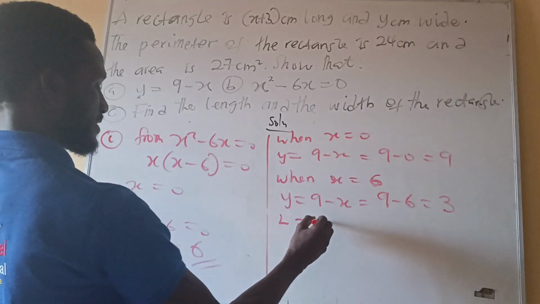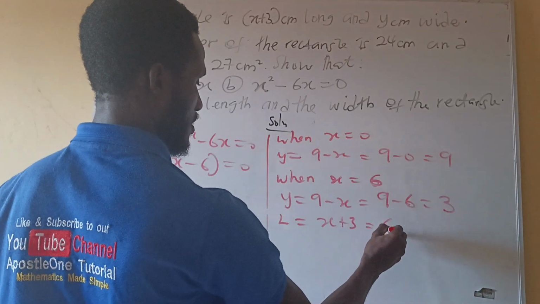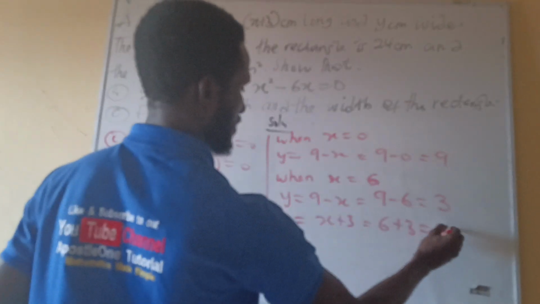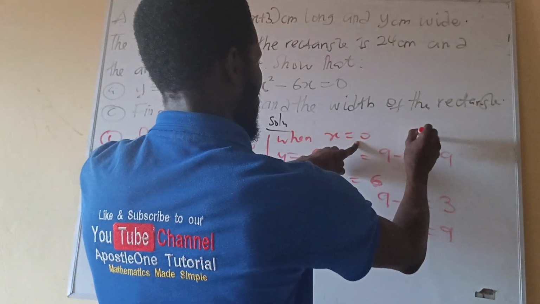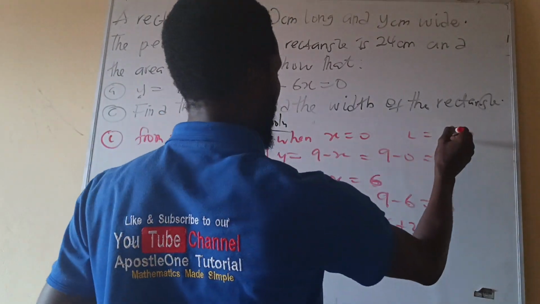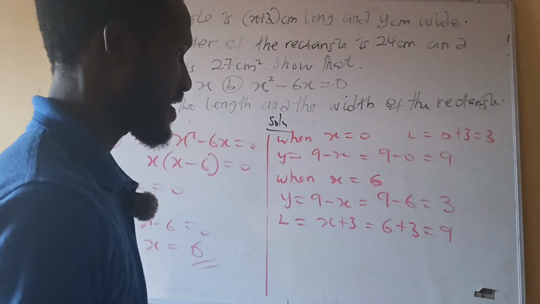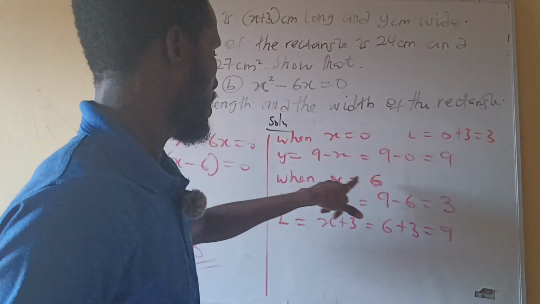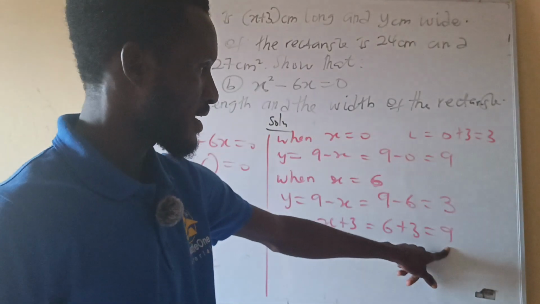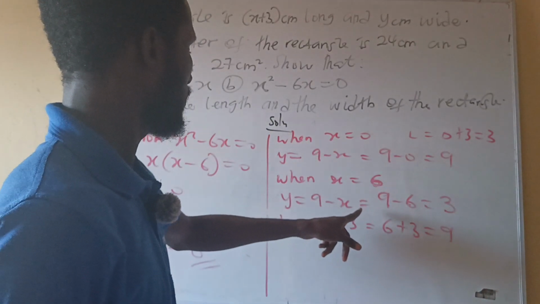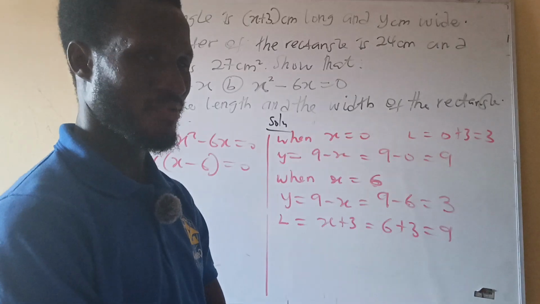Now, what is the length? The length is x plus 3. Now, the x is still 6. We are going to get 6 plus 3, which is 9. Now, don't forget that at this particular point, the x was 0. If x is 0, then the length will be 0 plus 3, which is 3. So when the length is 3, the width is 9. And when the length is 9, the width is 3. So it is just vice versa.